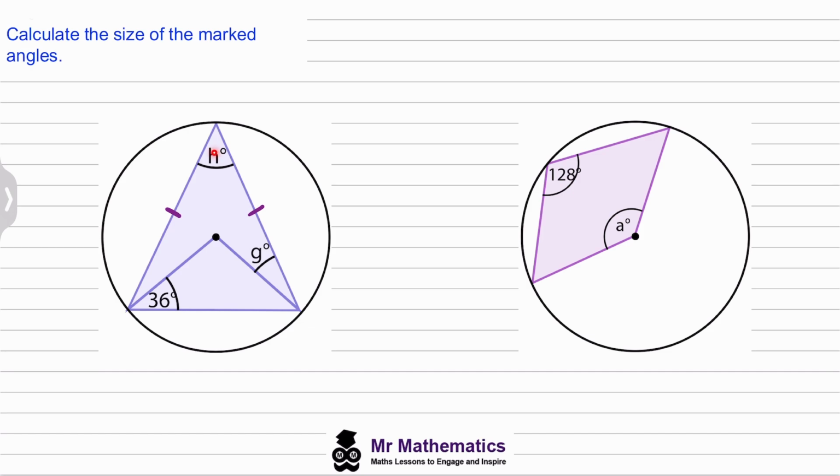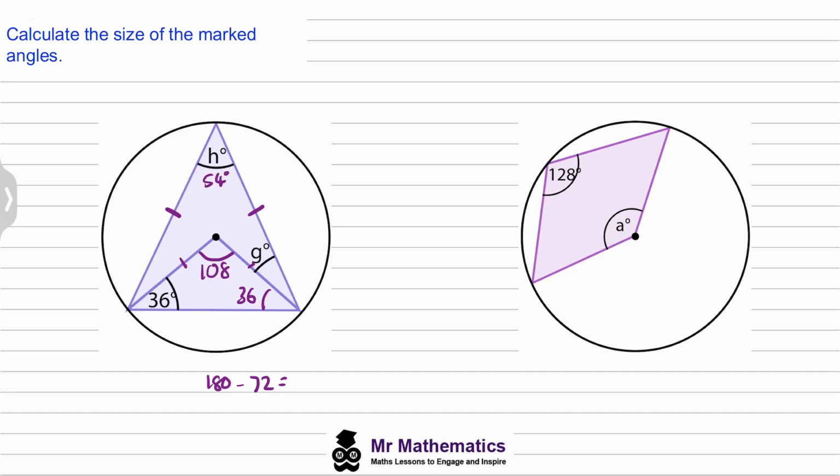Okay, so to work out H, we can work out the angle at the center. And we know that these are 2 radii because they both come from the center to the circumference. So this will be an isosceles triangle, which means this will also be 36 degrees. And we can work out the angle at the center as 180 minus double 36, so minus 72. This will give us 108 degrees, which means the angle at the circumference will be half of that. That would be 54 degrees.